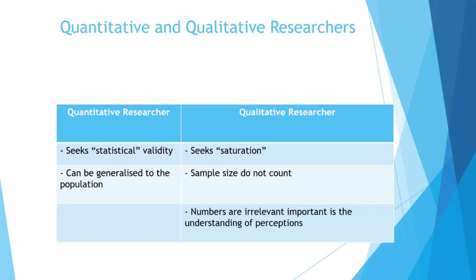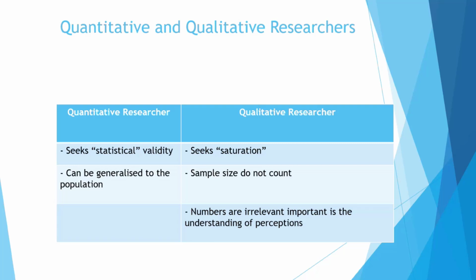All right? Your number should be a reasonable number. But when you look again at qualitative research, the sample size does not count. That's why sometimes when we write our research proposal, we are not able to put numbers if we are going to use qualitative methods. But when you are using quantitative methods and writing a research proposal, the quantitative researcher will put numbers up front. And what's important with a qualitative researcher is that numbers are irrelevant.